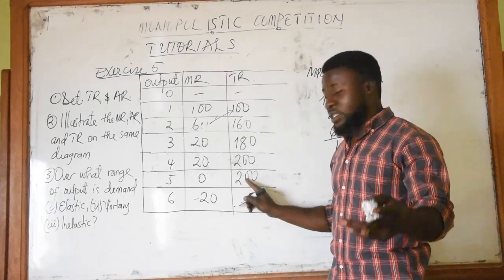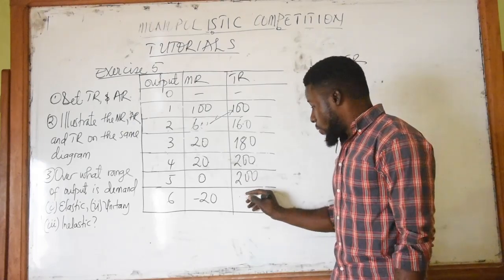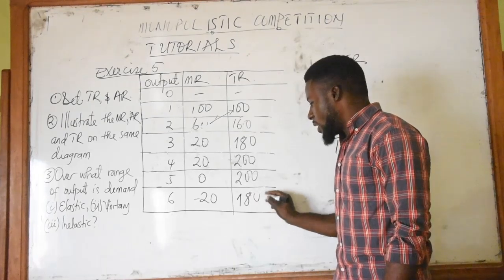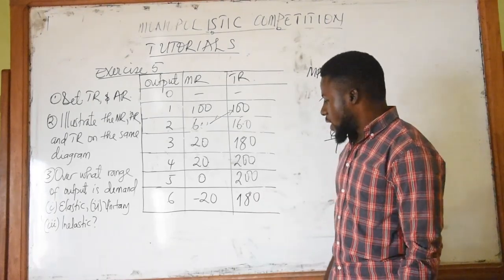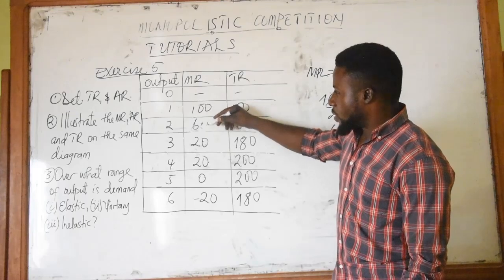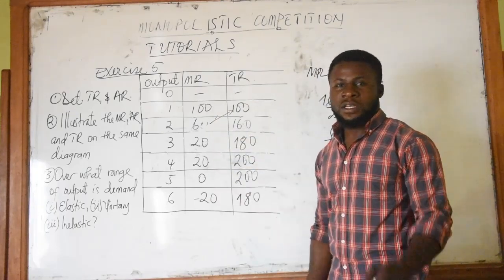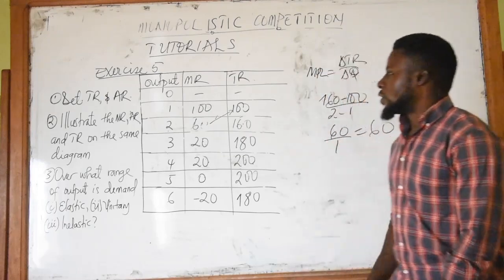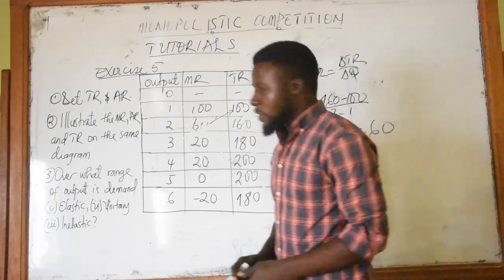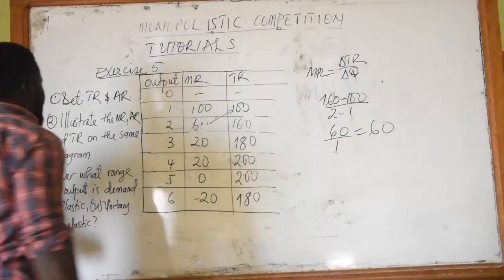If you are owing me 20 things and you have 200, when you must have paid me, you'll be left with 180. Or you say, this plus this plus this plus this plus this plus that, it gives you 180. So that is how you get your marginal revenue. Okay, so we are done with marginal revenue.